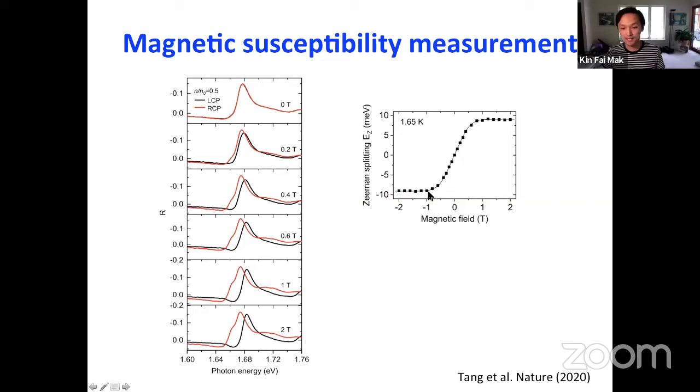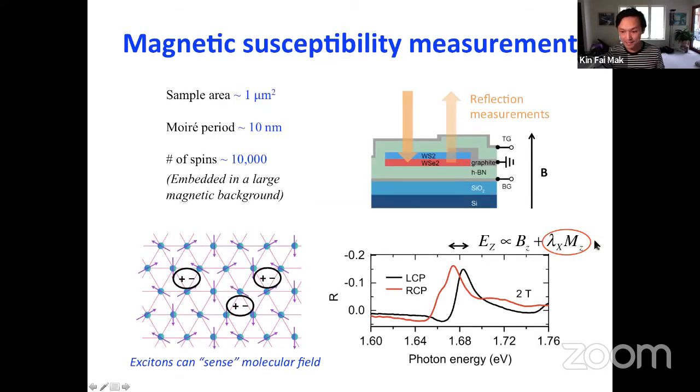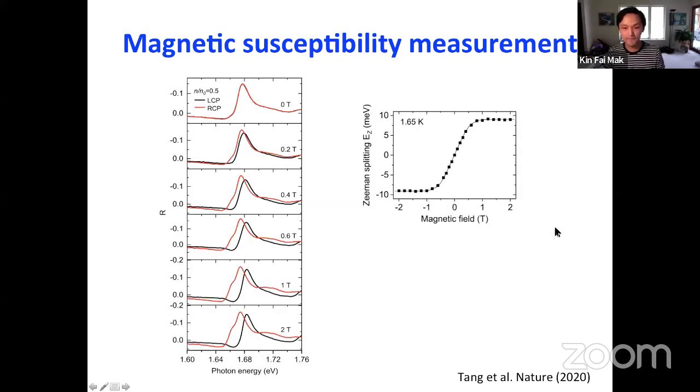And you can see that once the magnetic field goes beyond 1 Tesla, the Zeeman splitting is quickly saturated. The reason is that the magnetization of the nearby localized spins is already saturated by the magnetic field at 1 Tesla. So this is actually an experimental evidence that the exciton is really seeing a mean field from the nearby localized spins.